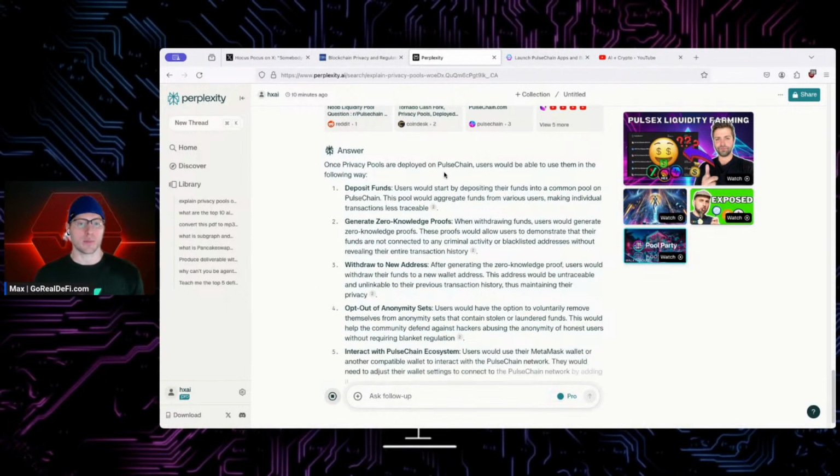So once privacy pools are deployed on PulseChain, users will be able to use them in the following way. You deposit funds: start by depositing their funds in a common pool. PulseChain's pool would aggregate funds from various users, making individual transactions less traceable. Zero knowledge proofs: when withdrawing funds, users would generate ZKPs. These proofs would allow users to demonstrate their funds are not connected to anything blacklisted. So this is actually interesting, because you can deposit, and then when you withdraw, I guess it would know which wallet you're withdrawing to, and then they would be able to connect that.